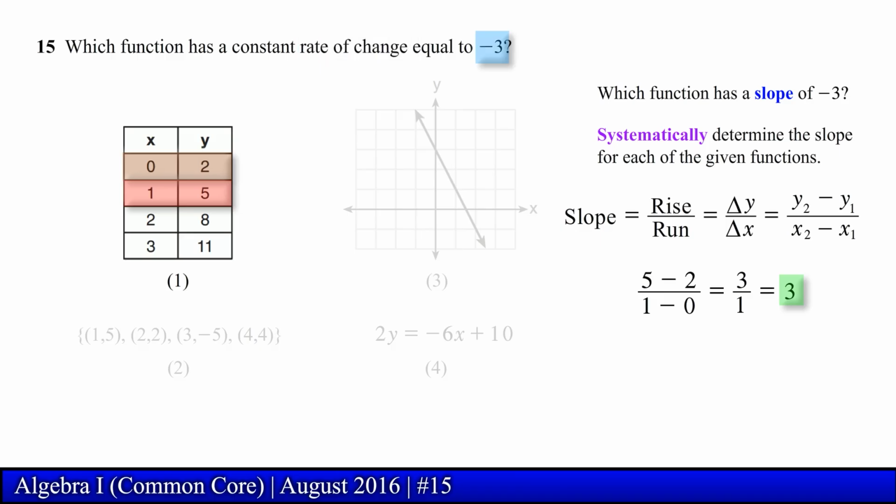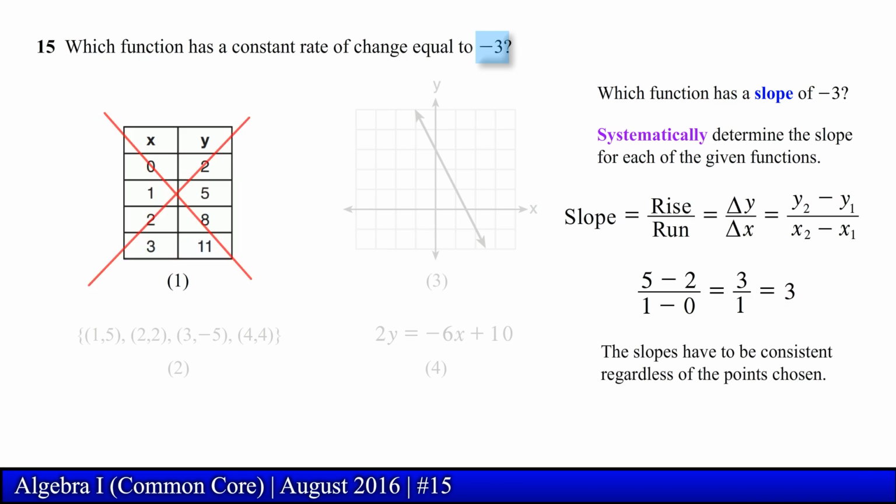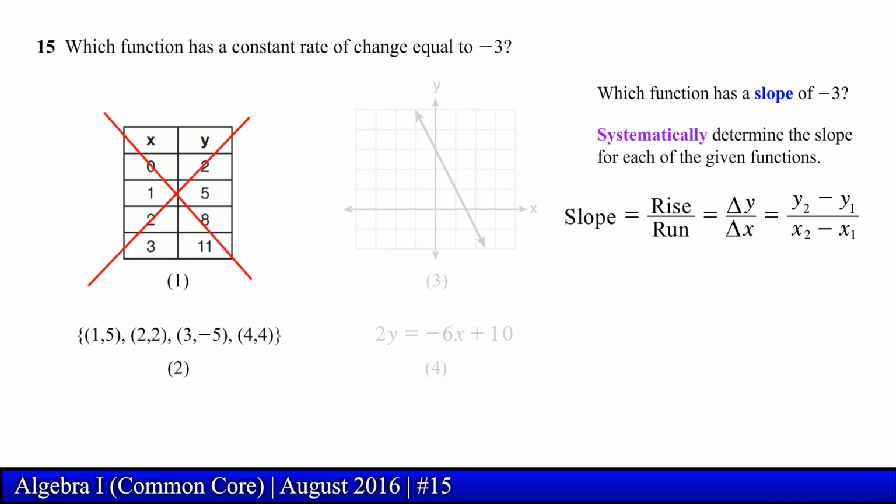Since the slope is not equal to -3, we do not need to check the rest of the points for this option, since the slopes have to be consistent regardless of the points chosen. So we can eliminate this option and move along to the next one.